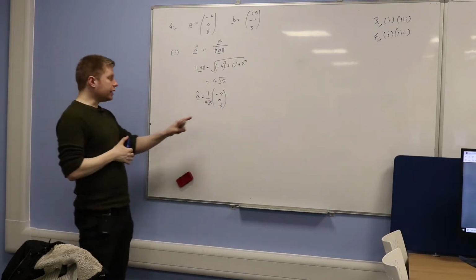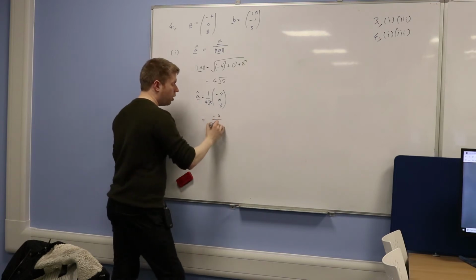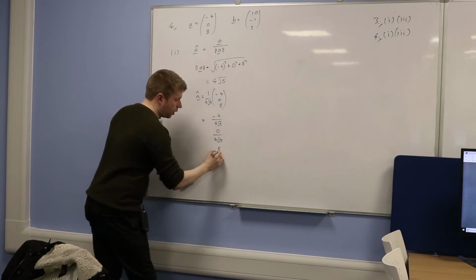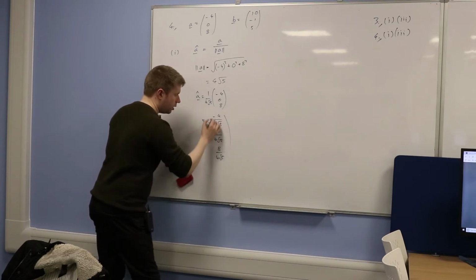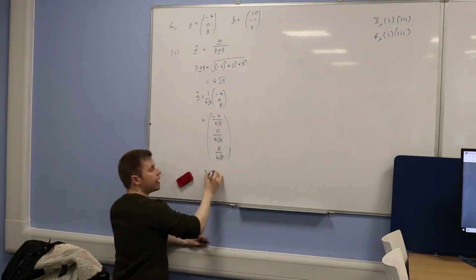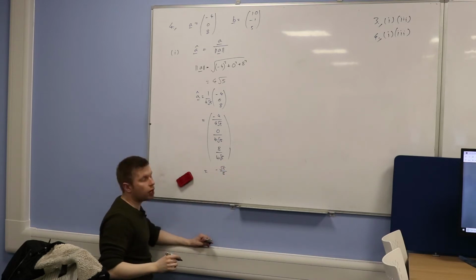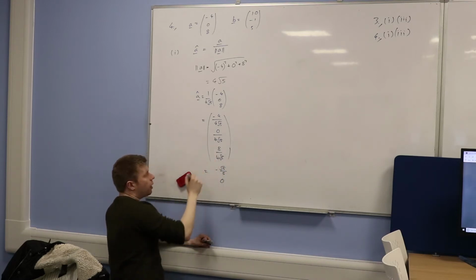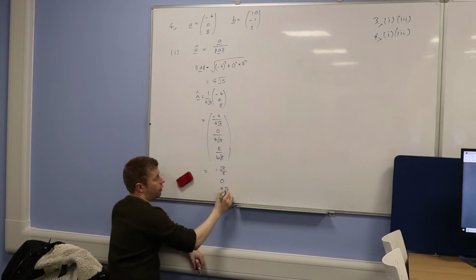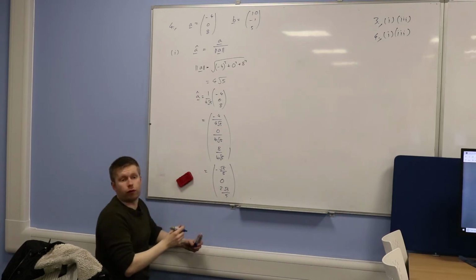Is that okay? Now it's fine to leave it like that, but I think it looks a little bit simpler to multiply through. So it'll be negative 4 over 4 root 5, 0 over 4 root 5, and then 8 over 4 root 5. Are you happy that this will just cancel to negative 1 over root 5, or negative root 5 over 5 if you want to rationalise? This will just become 0, and this will become 2 over root 5, which becomes 2 root 5 over 5.